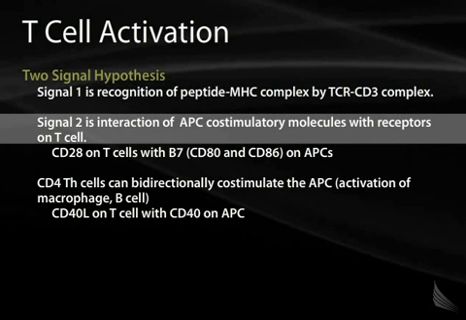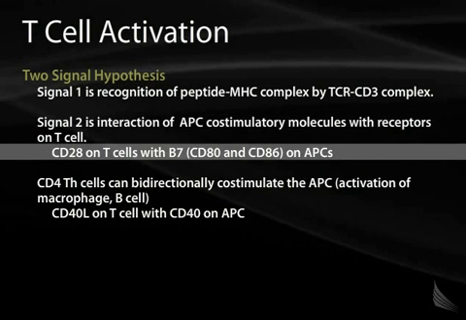Signal 2 is an interaction of APC co-stimulatory molecules with receptors on the T cell, specifically CD28 receptors on the surface of the T cells, and B7 or CD80 or CD86 molecules on the APCs. We include all of the nomenclature in there because they're both still used. B7 is an older nomenclature. The new nomenclature says that it's either CD80 or CD86. So one of those molecules expressed on the APC has to come in contact with the CD28 molecule expressed on the T cell, and that's the second signal. And only when we get both of those signals will the T cell become activated.